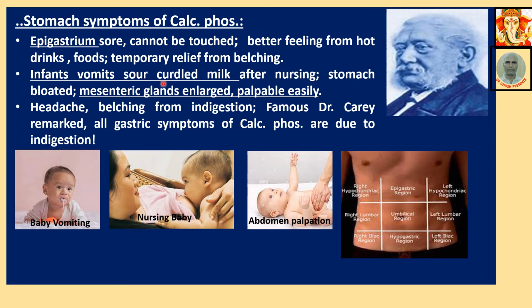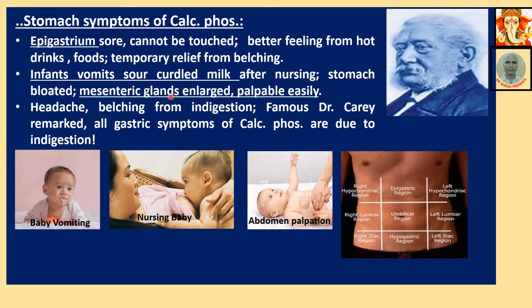Infants vomit out sour curdled milk after nursing. This is the picture. Stomach bloated, mesenteric gland enlarged, palpable easily. This is palpation of a baby's abdomen. In an expert hand, the mesenteric glands are easily palpated. Mesenteric gland, enlargement of mesenteric gland.